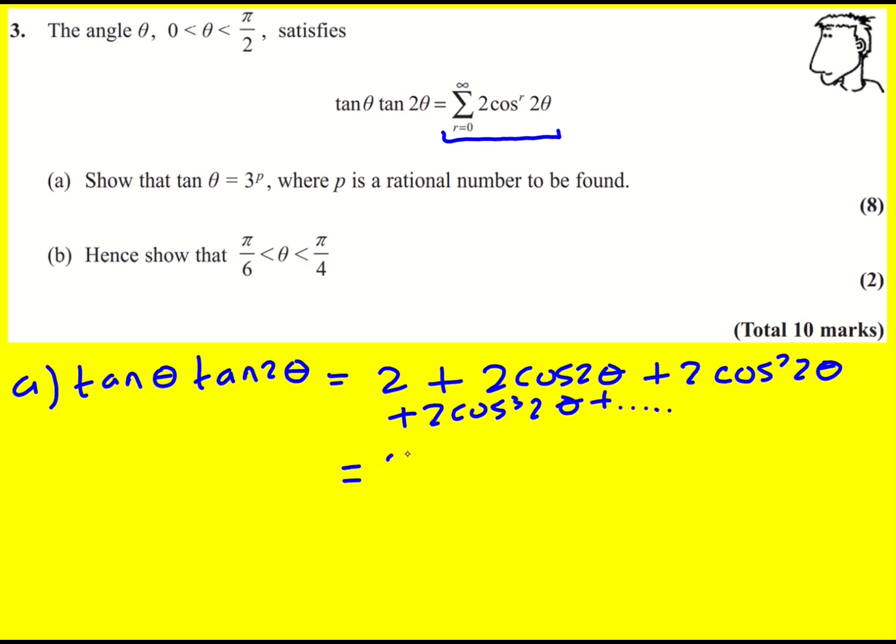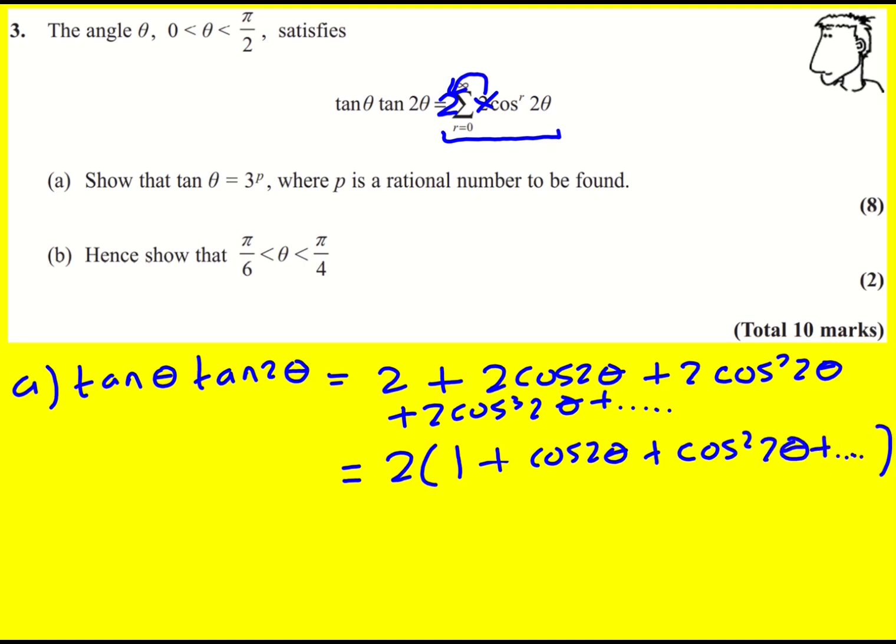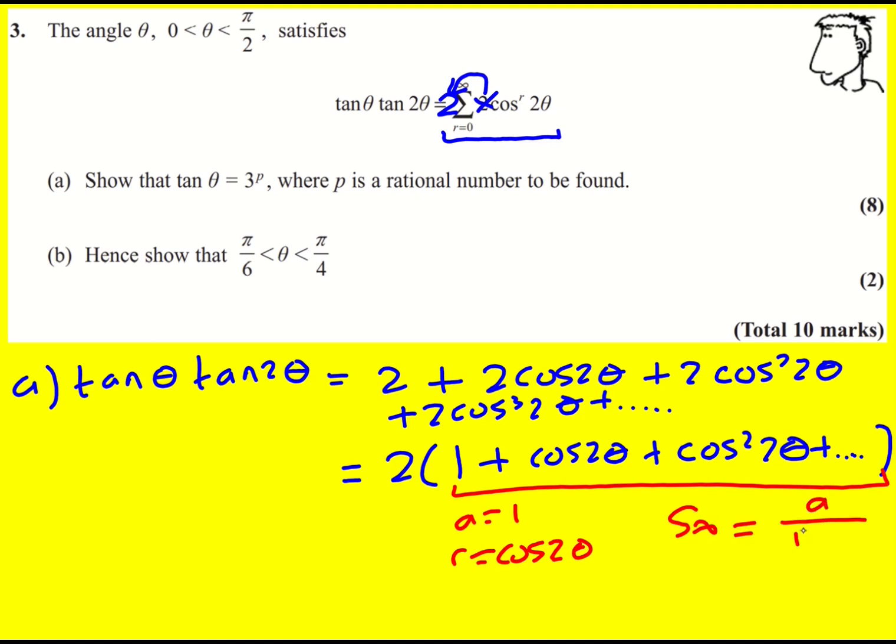In fact, I can factorize out the 2, and you can always do this. You can bring constants out of summations. So 1 plus cos 2 theta plus cos squared 2 theta. Again, I've got to grips with it. I can see it's going to be a geometric series. So A is equal to 1. The common ratio is equal to cos 2 theta. I'm timesing by an extra 1 every time. The sum to infinity is A divided by 1 minus R. So in this case, 1 over 1 minus cos 2 theta.